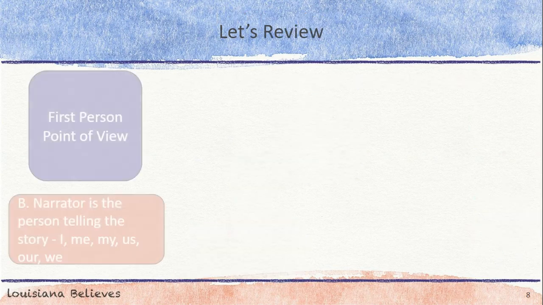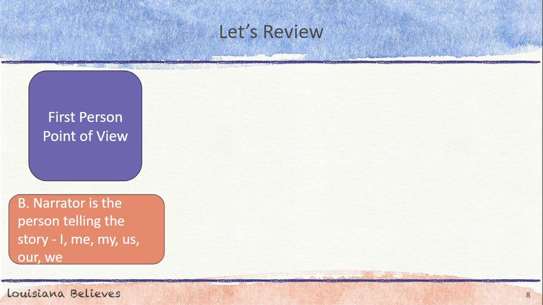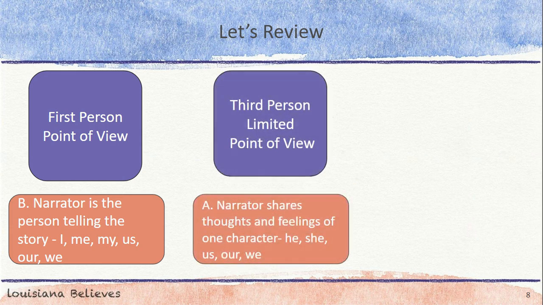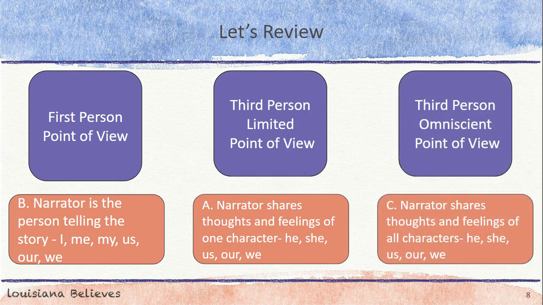Let's review. You should have matched first person point of view with B. The narrator is the person telling the story. Third person limited should have been paired with A. The narrator shares thoughts and feelings of one character. Last, third person omniscient should be paired with C. The narrator shares thoughts and feelings of all characters.